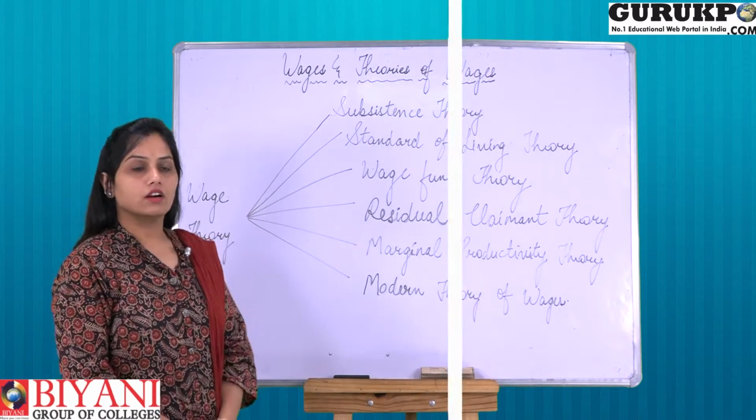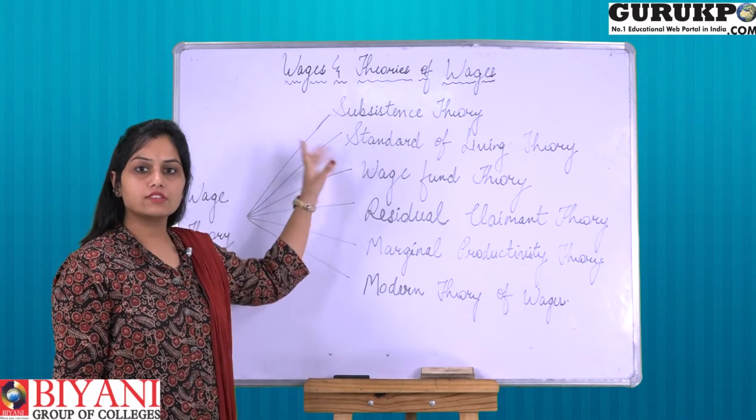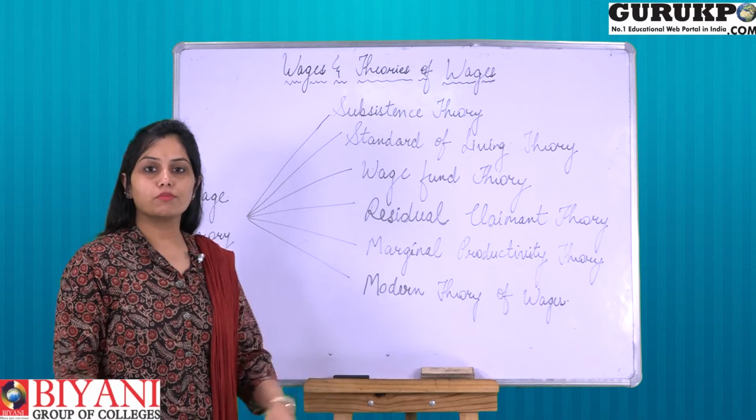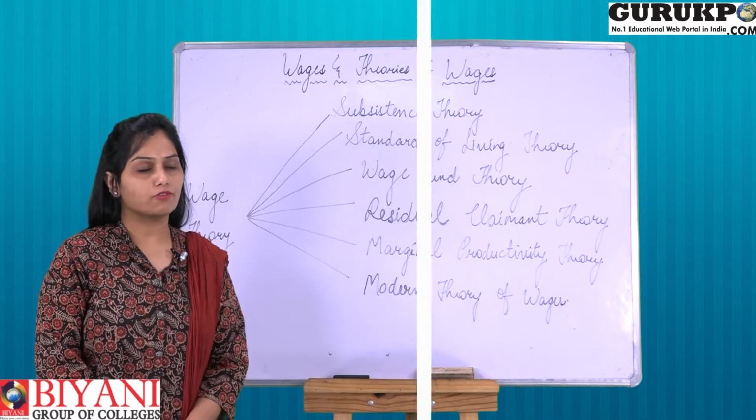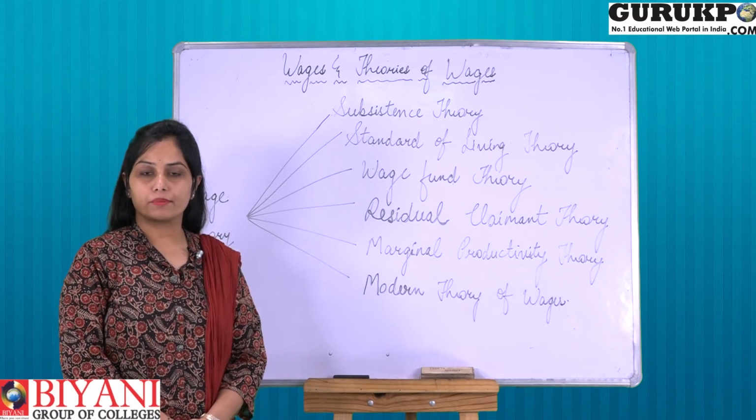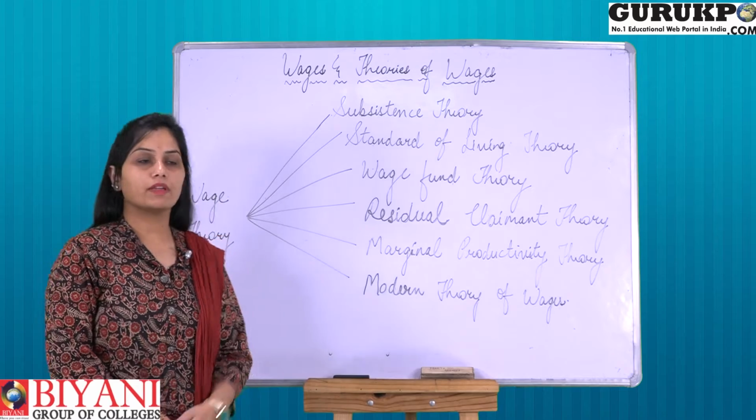Today, I am going to present my presentation on the wages and theories of wages. First and foremost, what are wages? There are four factors of production, that is land, labor, capital, and entrepreneur. For the land, we have to pay rent. For labor, we have to pay wages.